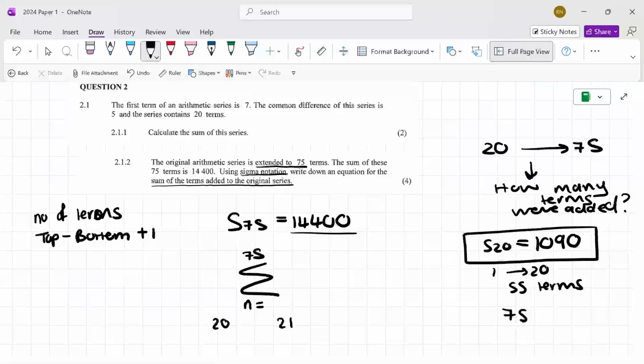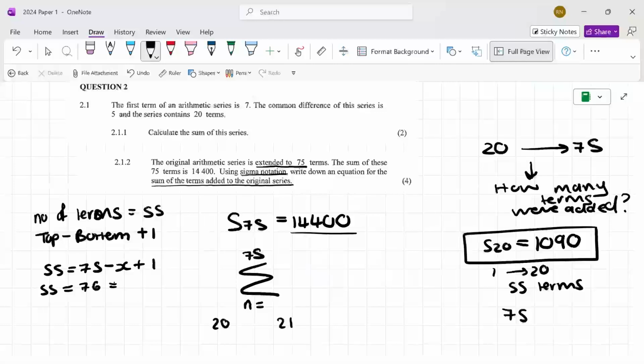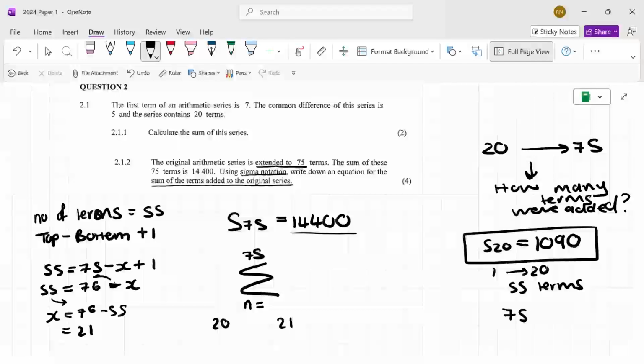plus 1, right? So we said the number of terms we add is 55. So 55 needs to be equal to the top number, which is 75, minus the bottom number, let's call that x, plus 1. So 55 is equal to 76 minus x. I'm going to move the x that side and move the 55 that side. So x is equal to 76 minus 55. And so here I should get 21. Is that going to give me 21? I hope so. Okay, that's going to give me 21.